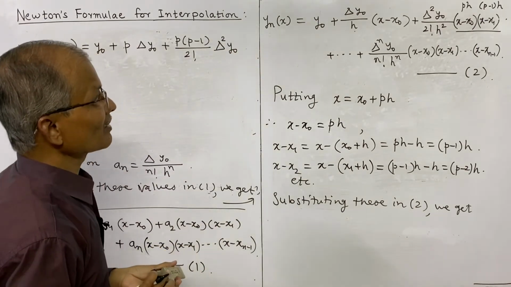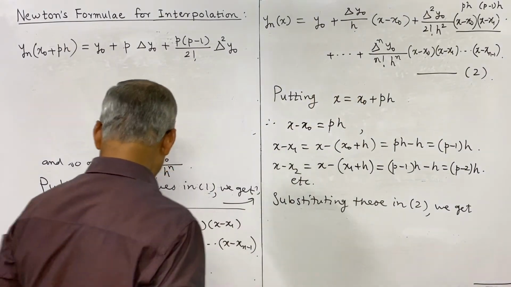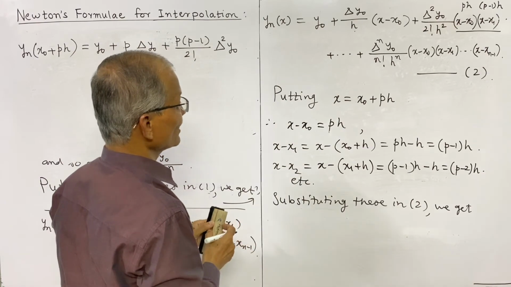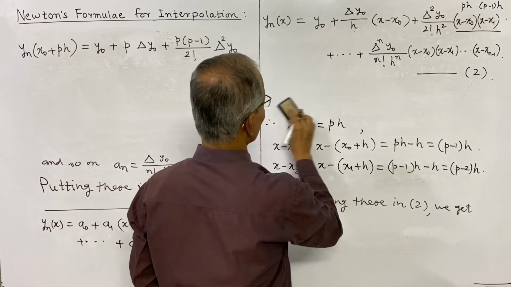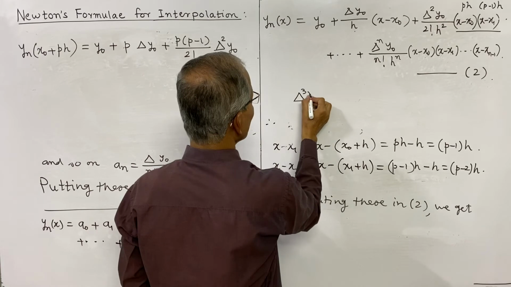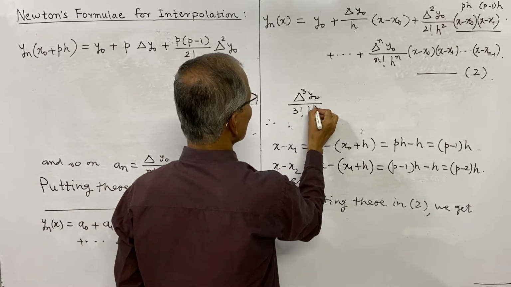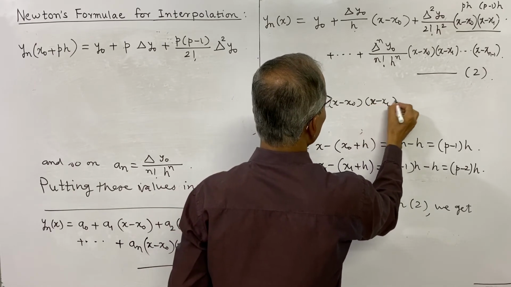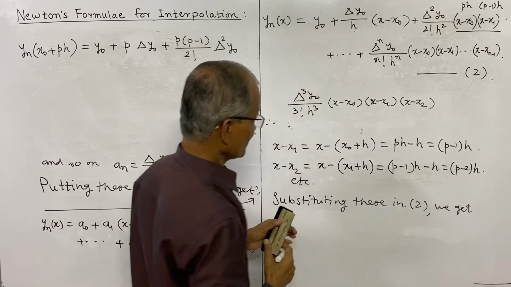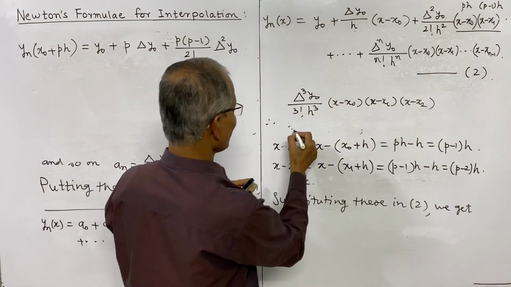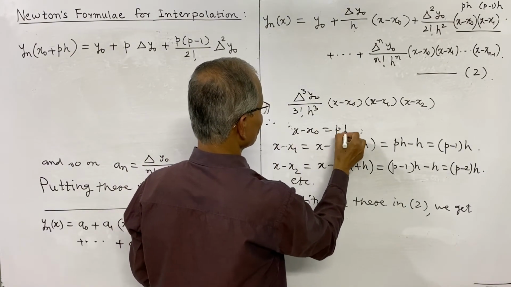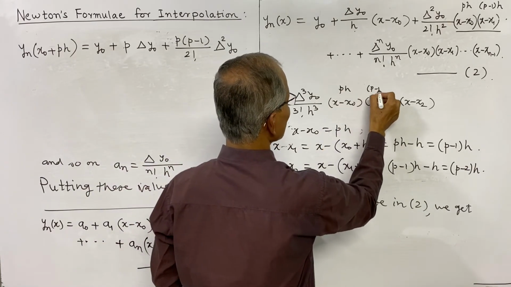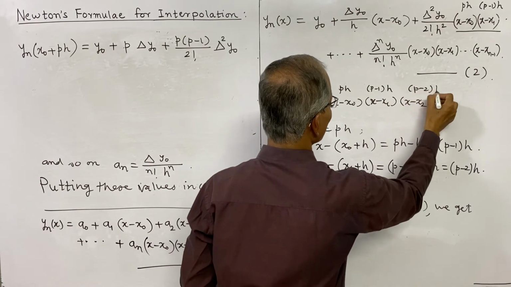What will be the next term? Actually, we have not written the next term here, but what will it be? The next term is delta cube y naught divided by 3 factorial into h cube, times x minus x naught, x minus x1, x minus x2. And these values we have here. x minus x naught is ph, this is p minus 1 into h, this is p minus 2 into h.